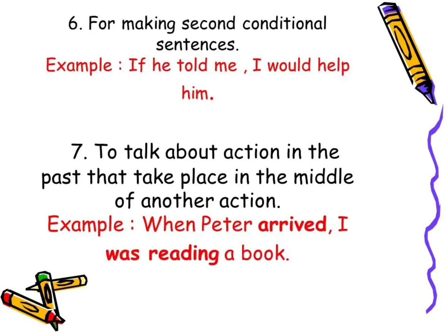The sixth is for making second conditional sentences. Example: If he told me, I would help him. The seventh, to talk about an action in the past that takes place in the middle of another action. Example: When Peter arrived, I was reading a book.